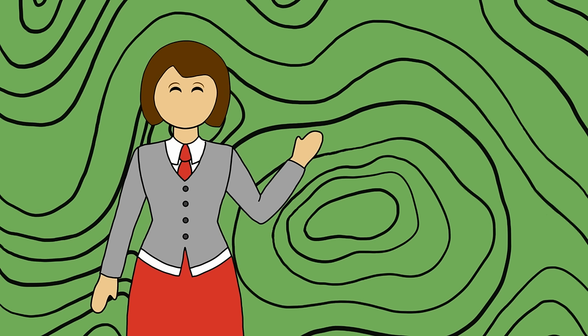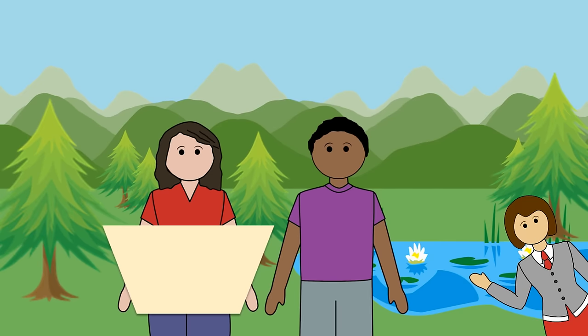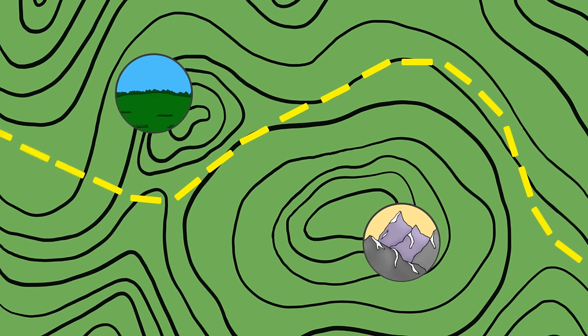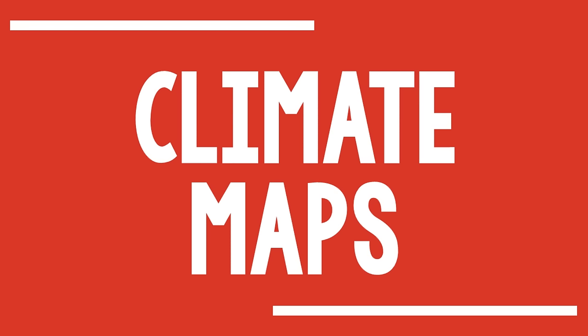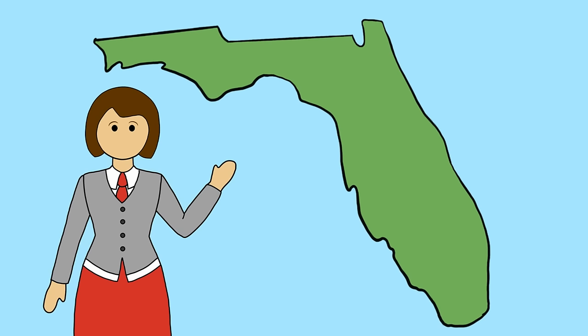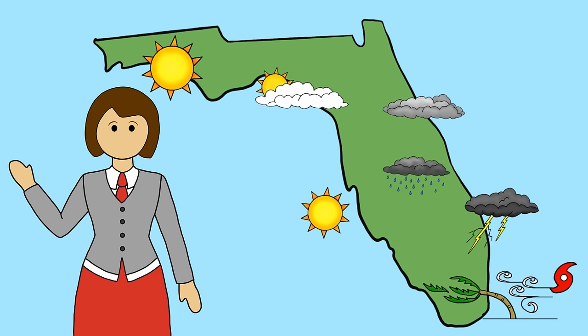A topographic map is similar to a physical map, but it shows the elevation of the land and the shape of the Earth's surface. Hikers often use topographic maps to navigate around different types of landforms, like hills, mountains, and valleys. A climate map shows the different climate zones of a region and provides information about temperature, precipitation, and other weather patterns.